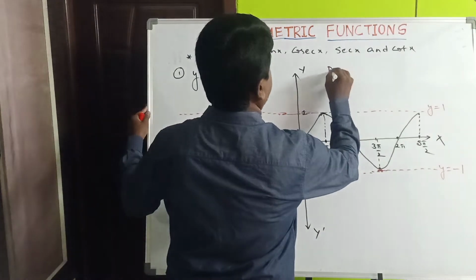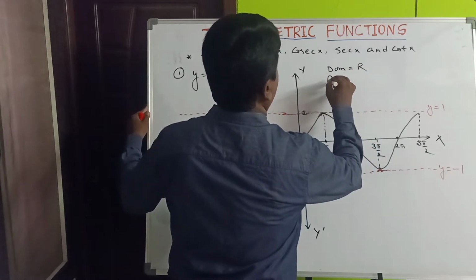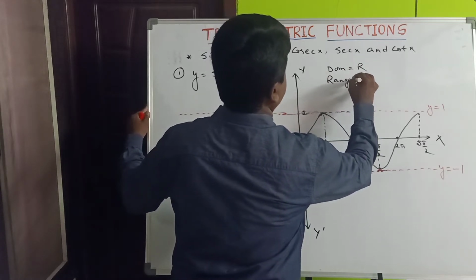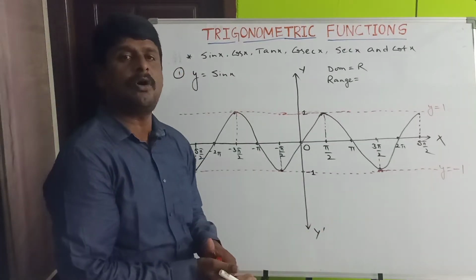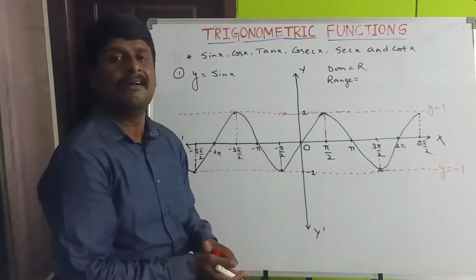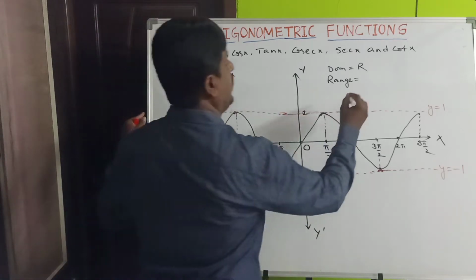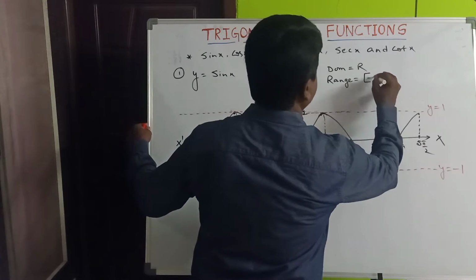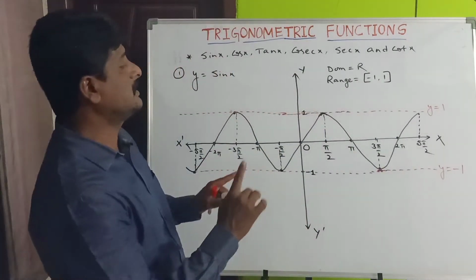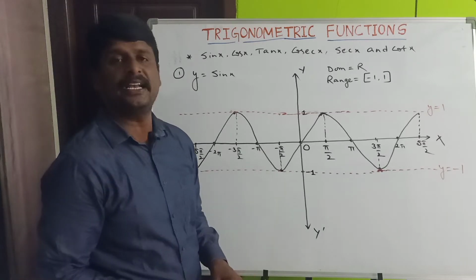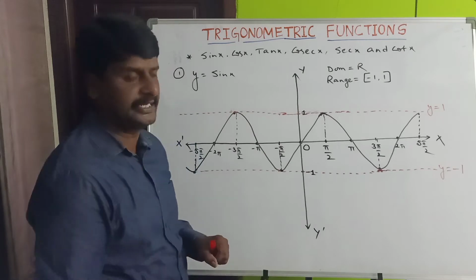Its domain is capital R. What about the range of sin x? The range of sin x means the graph of sin x always lies from minus 1 to plus 1 only. So that's why the range of sin x is the closed interval minus 1 comma plus 1, because it touches the y equals minus 1 and y equals 1 lines. That's why I considered a closed interval.